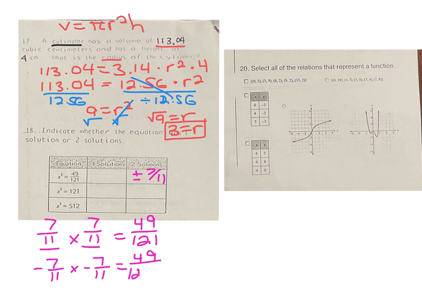When we take a look at what squared will equal 121, that's going to equal 11 because 11 times 11 is 121. But again, the same way that we have a positive times a positive equals a positive, a negative 11 times a negative 11 will also equal a positive. So therefore, again, it is two solutions, positive and negative.